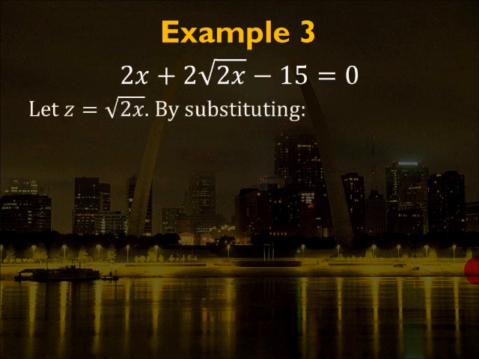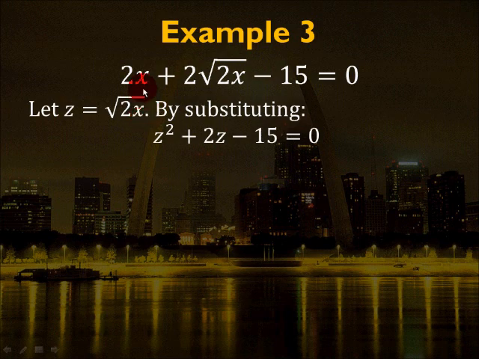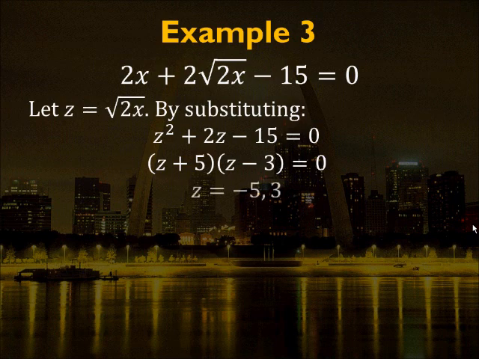Alright, so let's let z equal radical 2x. So what you've noticed is that 2x is radical 2x squared, so that becomes z squared. Radical 2x becomes z. And so your equation is z squared plus 2z minus 15. Now, you should be able to factor this without much difficulty. Z plus 5 times z minus 3 equals 0. So z equals negative 5 or it equals 3.